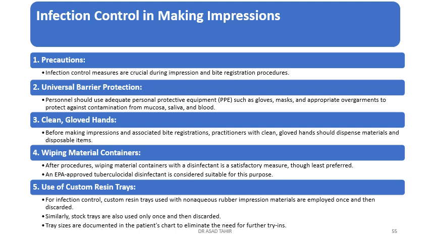4. Wiping material containers. After procedures, wiping material containers with a disinfectant is a satisfactory measure, though least preferred. An EPA-approved tuberculocidal disinfectant is considered suitable for this purpose. 5. Use of custom resin trays. For infection control, custom resin trays used with non-aqueous impression materials are employed once and then discarded. Similarly, stock trays are also used only once and then discarded. Tray sizes are documented in the patient's chart to eliminate the need for further try-ins.